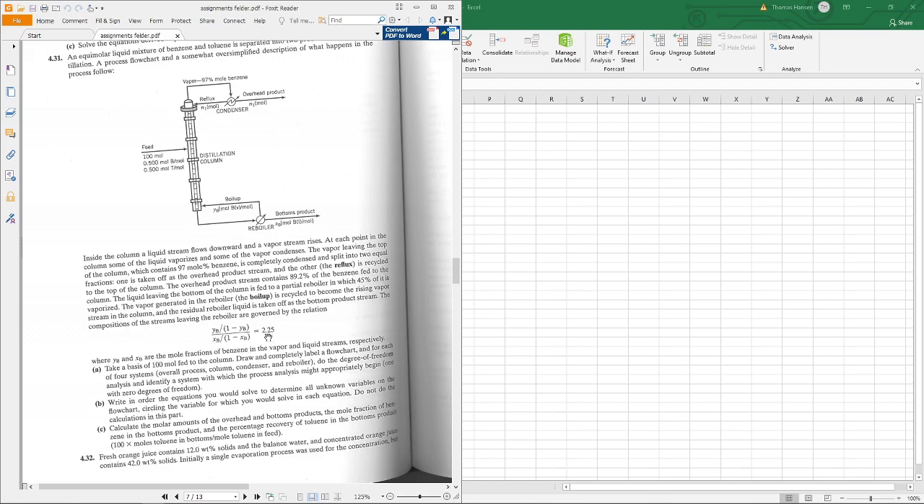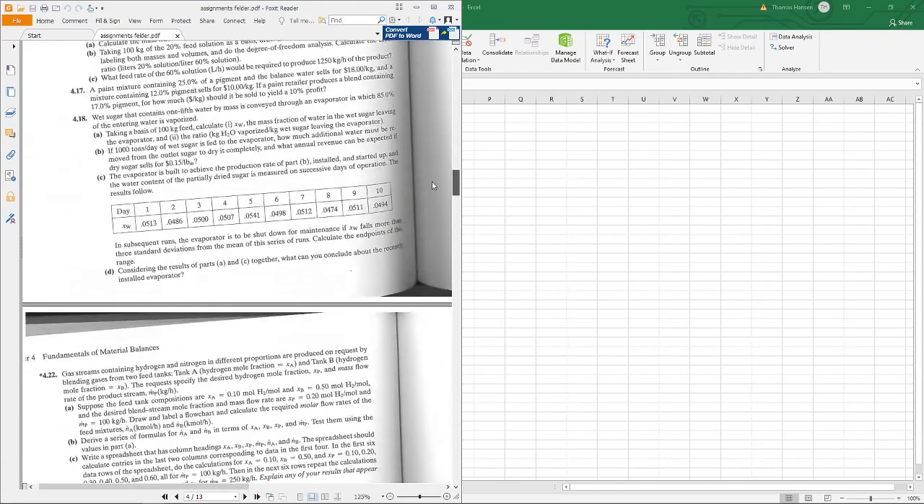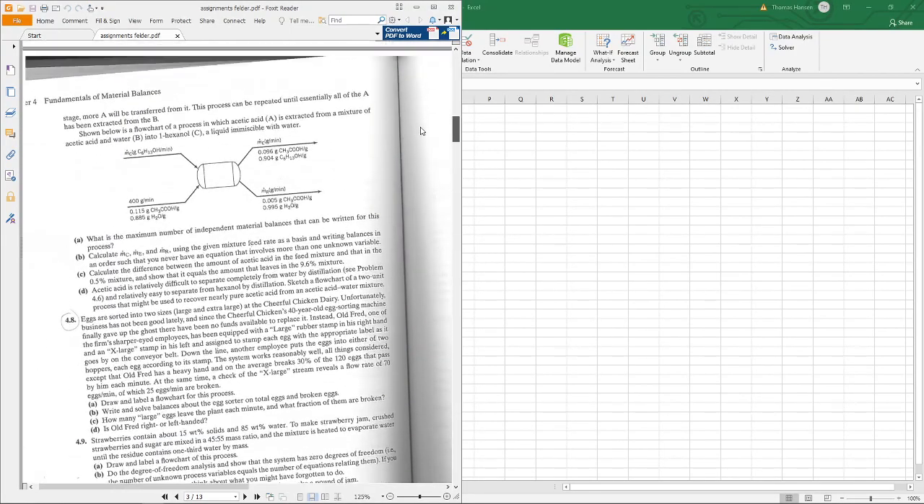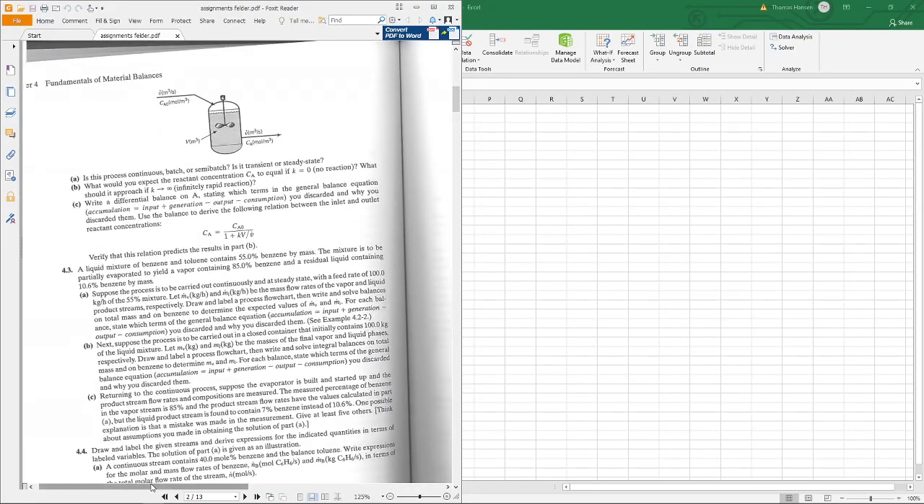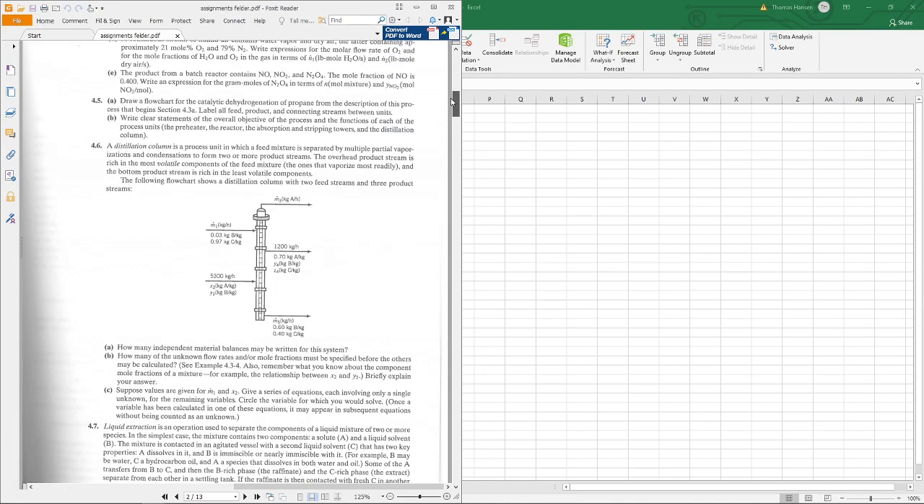Yeah, it can give some issues. I managed to get it set up so it worked. So I will show that solution at some point. But we can move towards 4.31 because we have another distillation column hiding somewhere. There we go.